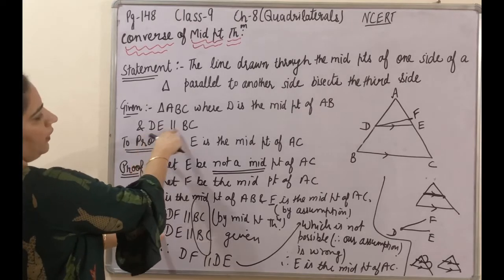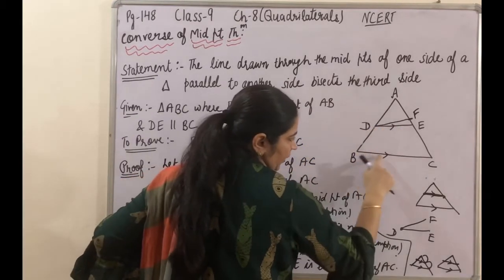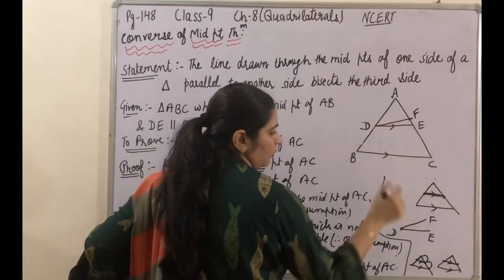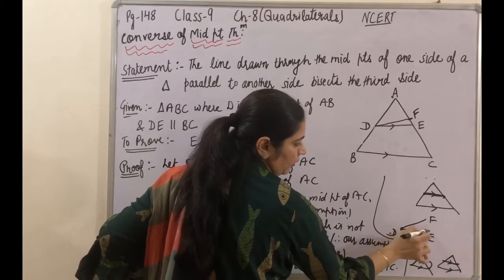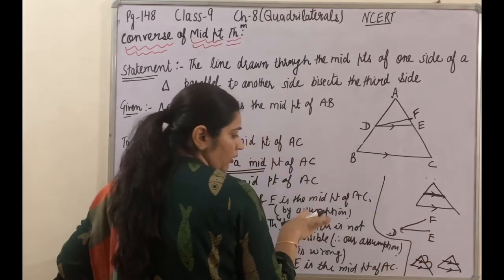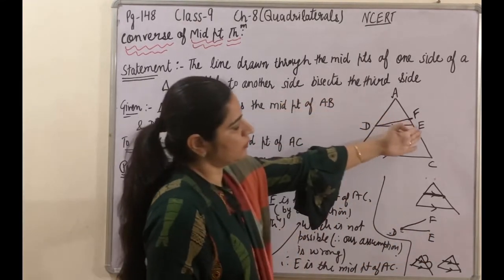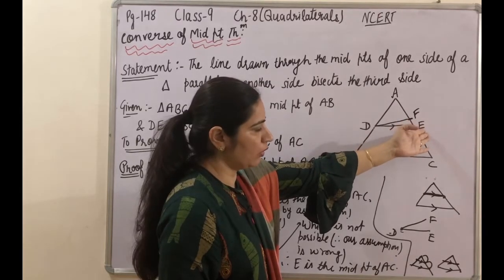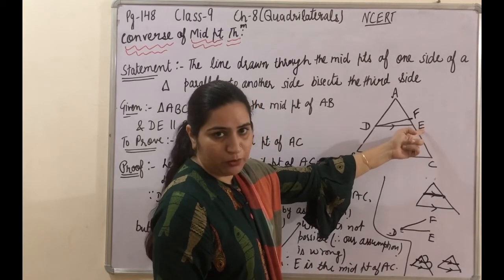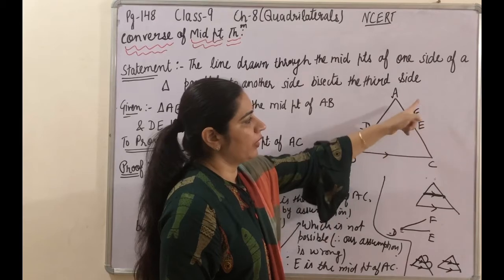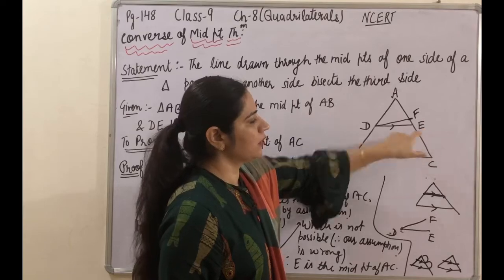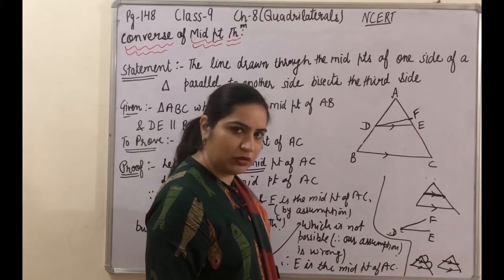I have written DE is parallel to BC. This is already given. This other result we arrived at due to our assumption. This is not possible because D is the common point. These two can't be parallel. So we arrived at a wrong result. Here we assumed that this is not a midpoint, so our assumption is wrong. We arrived at a contradictory result. This is only possible when F coincides with point E. So I can say this is the midpoint. Our assumption was wrong.